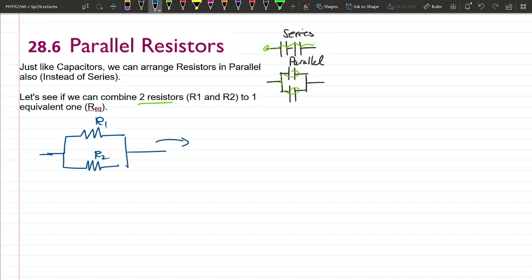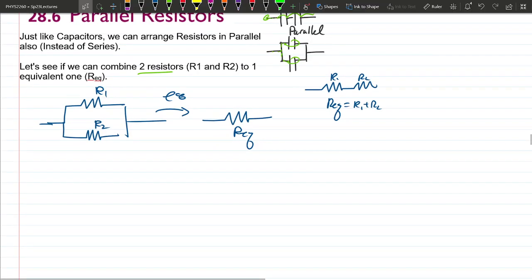Can I make this into some sort of equivalent, where I combine those 2 resistances together and treat those 2 resistors as if they're just one? Remember the series version, R1, R2: the equivalent in this case is just R1 plus R2. Hopefully you can guess that the parallel version is going to be a more complicated formula, but I'm going to show you how we can figure that out.